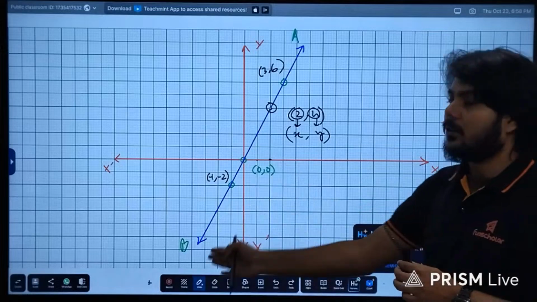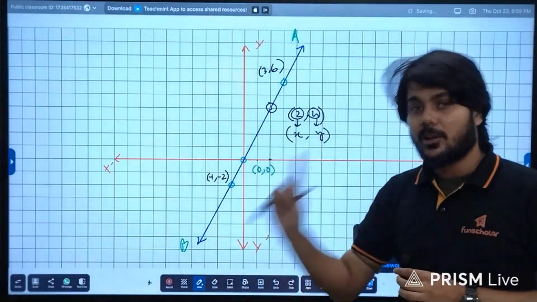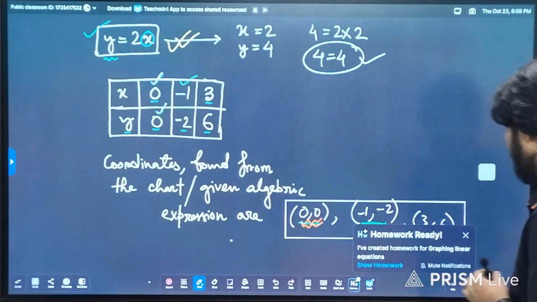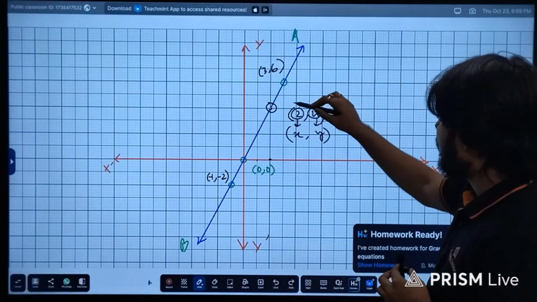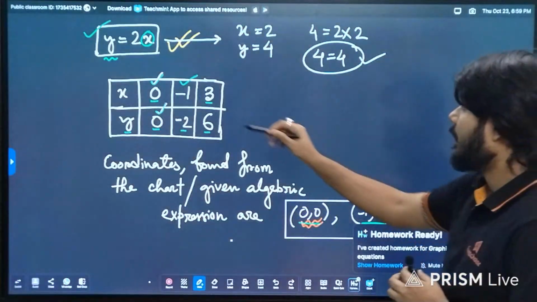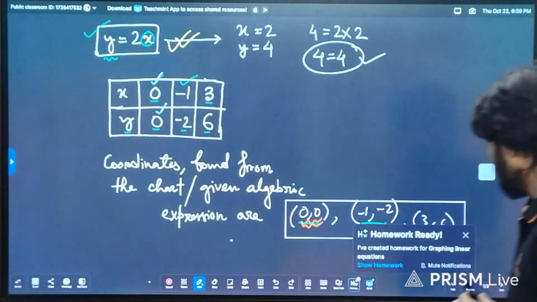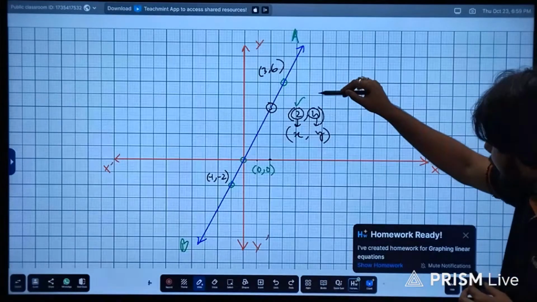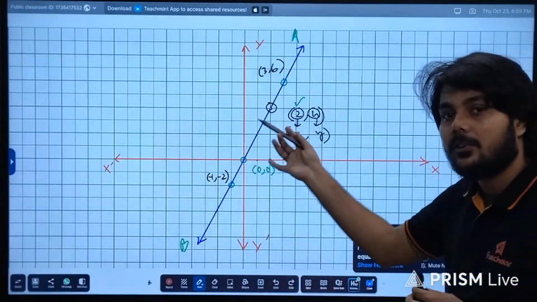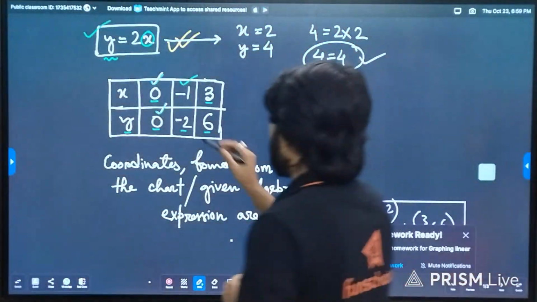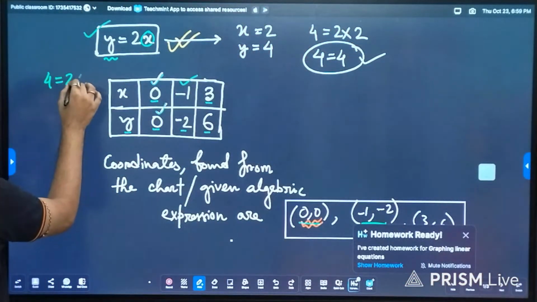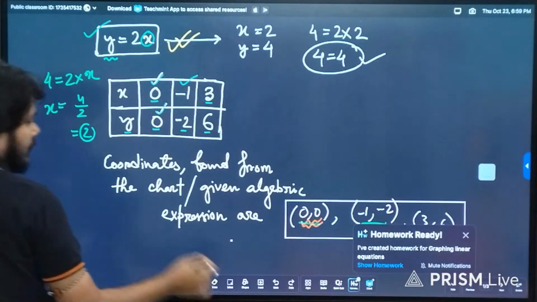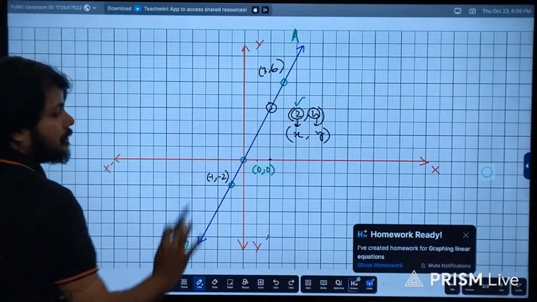Every point that lies on the straight line will be a solution for this algebraic expression. How? Just see now. If you put the value of x as 2, you will get the value of y as 4, 2 into 2, 4. See, y is 4. Or if you put the value of y as 4, you will find the value of x as 4 by 2, which will be 2. See, here the value of x is also 2.